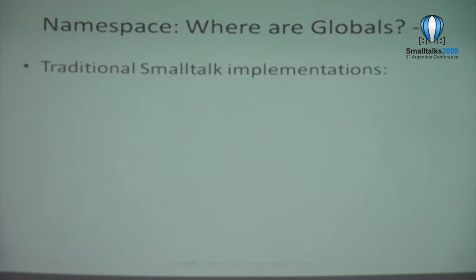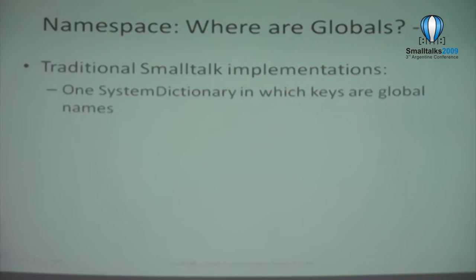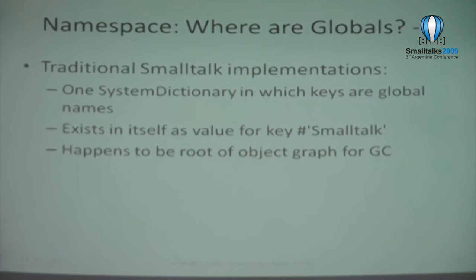So the question is, where are globals found? Well, in traditional Smalltalks, there's one system dictionary in which the keys are global names. And when you compile, it uses that one pre-built system recognized global dictionary. And often it exists in itself as Smalltalk. So you can say Smalltalk is a dictionary where the keys are globals and the values are all the objects. And this, in traditional Smalltalks, happens to be the root for the object graph.